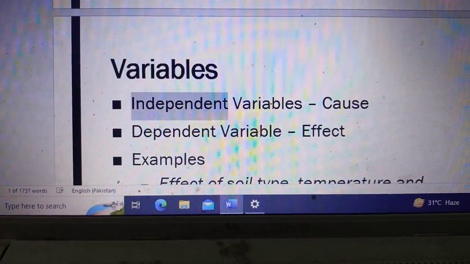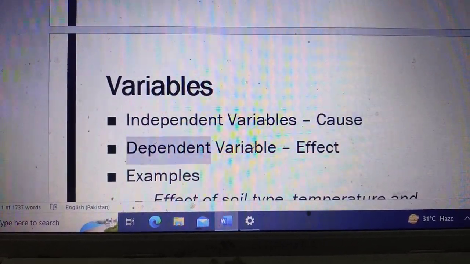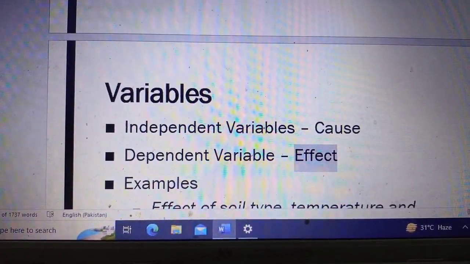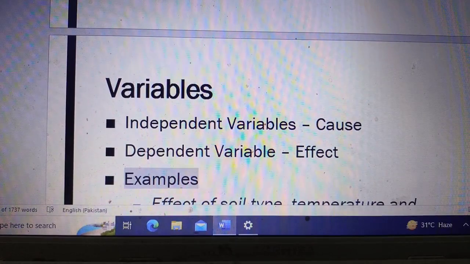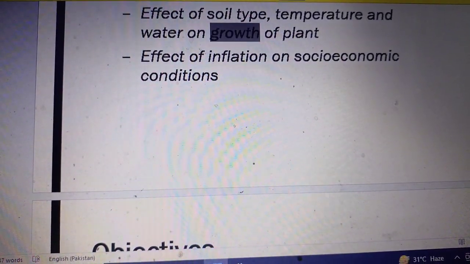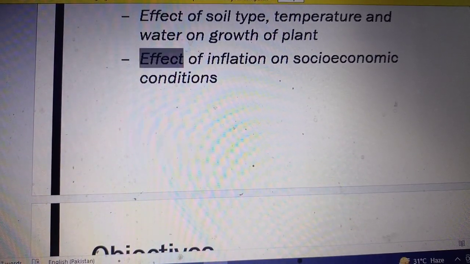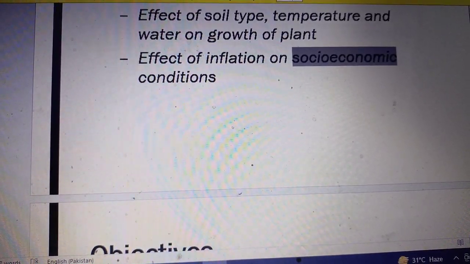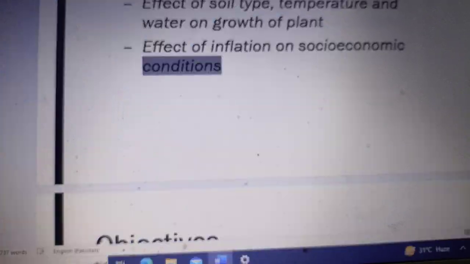Variables. Independent variables are the cause; dependent variables are the effect. Examples: effect of soil type, temperature, and water on growth of plant. Effect of inflation on socio-economic conditions.